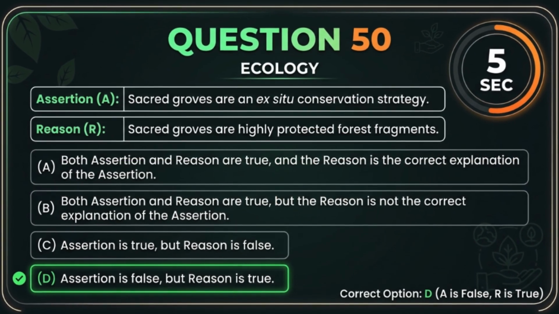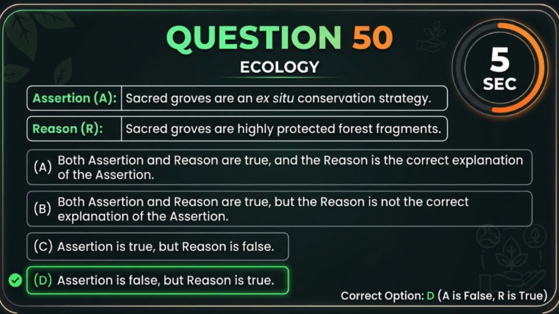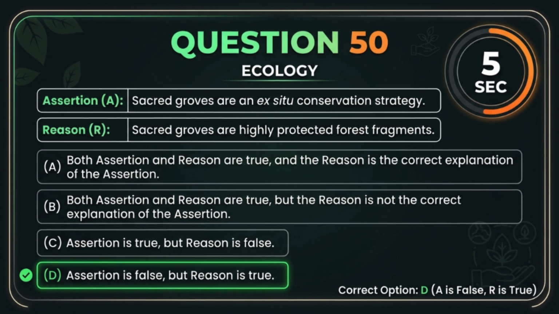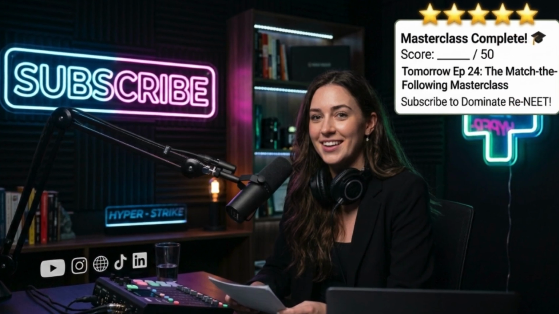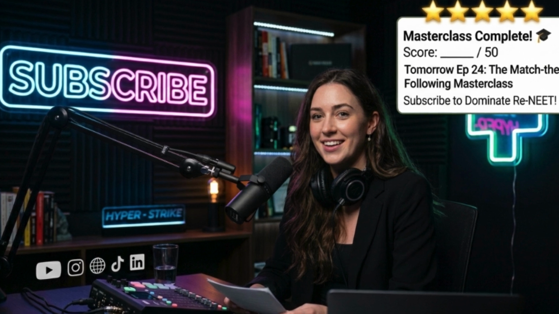Question 50. Ecology. Assertion A: Sacred groves are an ex situ conservation strategy. Reason R: Sacred groves are highly protected forest fragments. 3, 2, 1. Watch out! Sacred groves are natural, wild forest fragments, making them an in situ conservation strategy, not ex situ. The assertion is false, but the reason is true. Option is D. That is 50 of the absolute hardest assertion-reason questions in the entire syllabus, fully conquered.